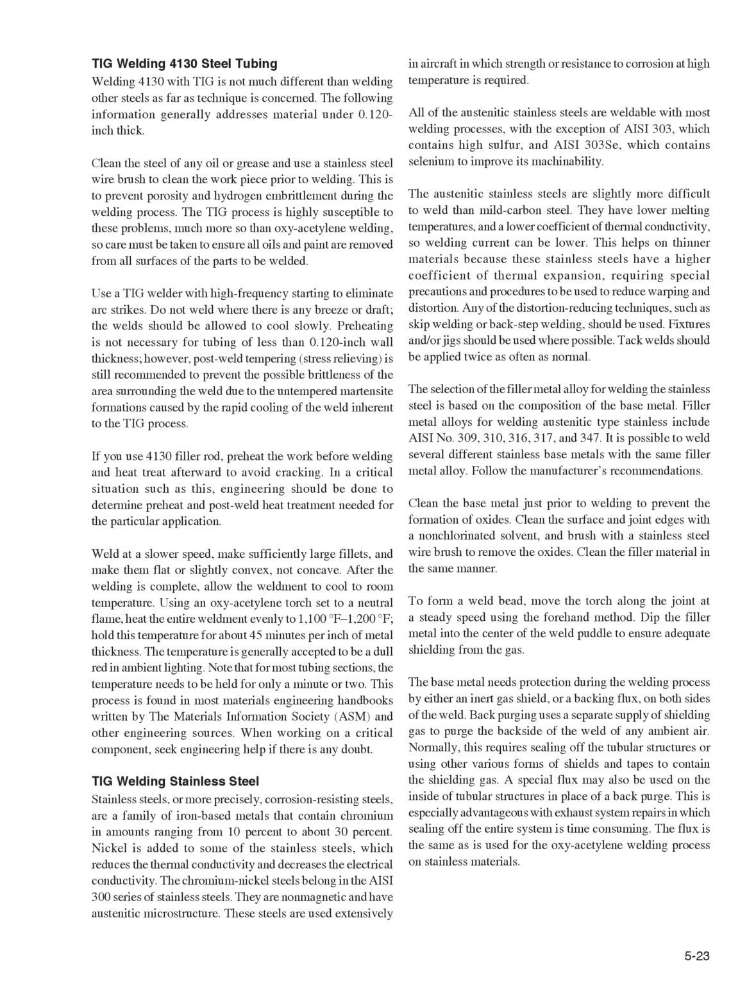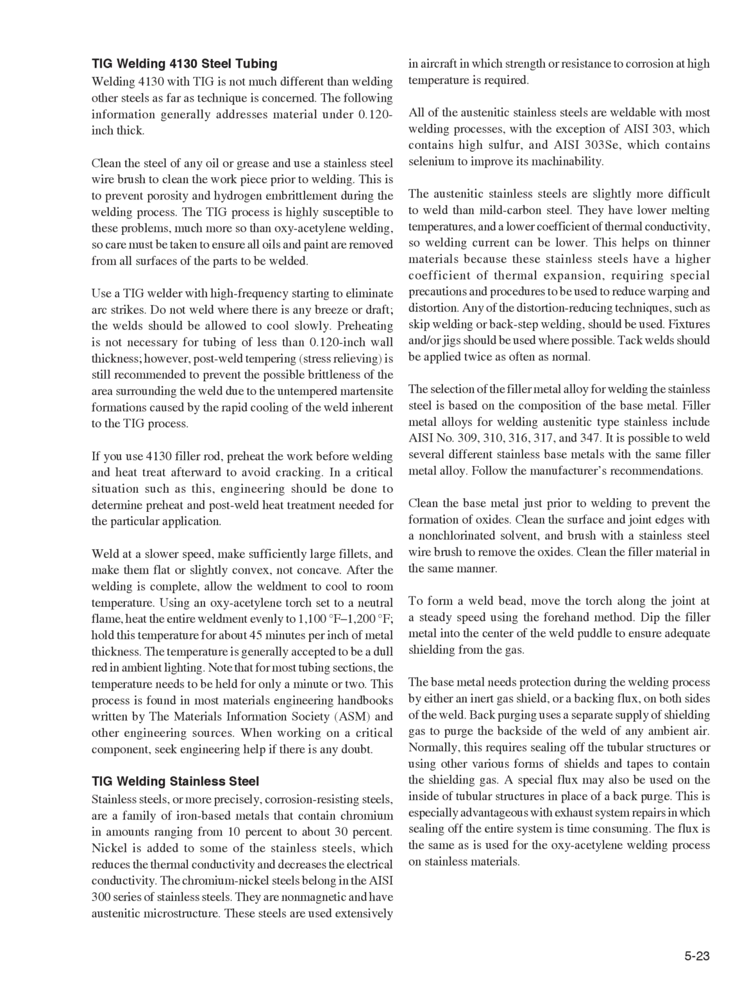TIG welding stainless steels: stainless steels, or more precisely corrosion-resisting steels, are a family of iron-based metals that contain chromium in amounts ranging from 10% to about 30%. Nickel is added to some of the stainless steels, which reduces the thermal conductivity and decreases the electrical conductivity. The chromium-nickel steels belong in the 300 series of stainless steels. They are non-magnetic and have an austenitic microstructure. These steels are used extensively in aircraft in which strength or resistance to corrosion at high temperature is required.